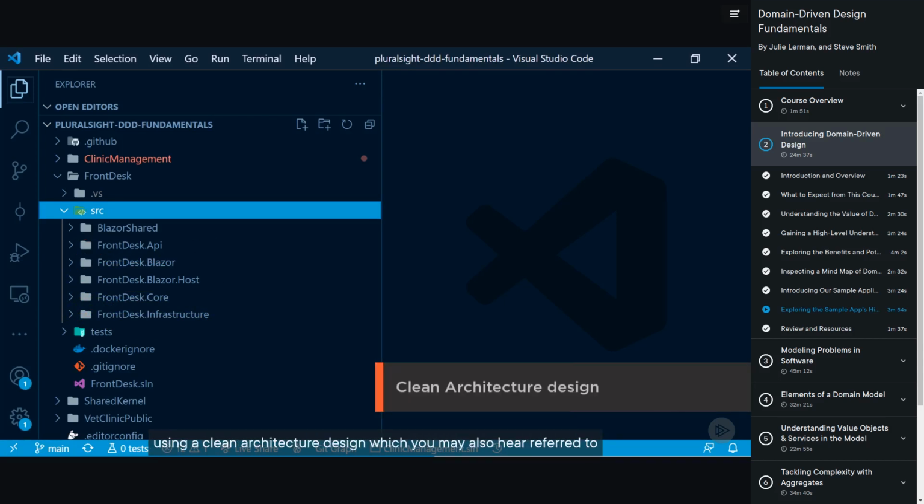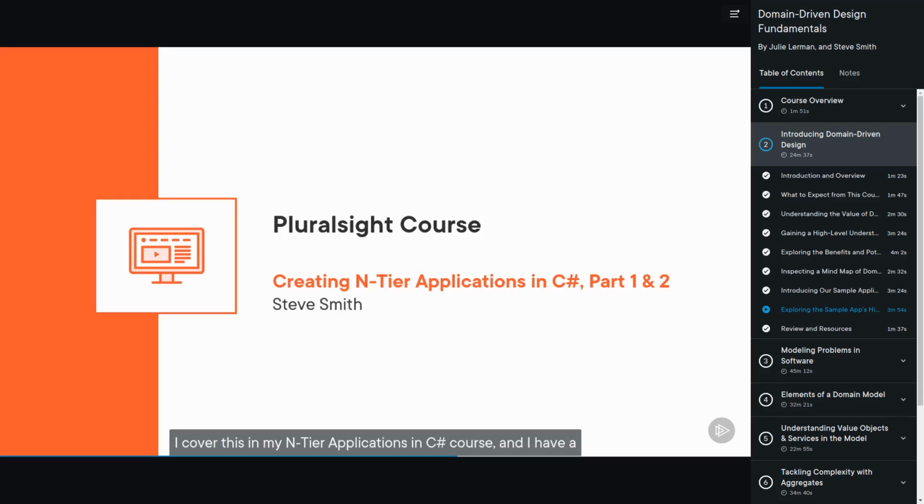The system is using a clean architecture design, which you may also hear referred to as onion architecture or ports and adapters. I cover this in my N-tier applications in C# course, and I have a popular GitHub solution template you can use to set up a new project using this approach.